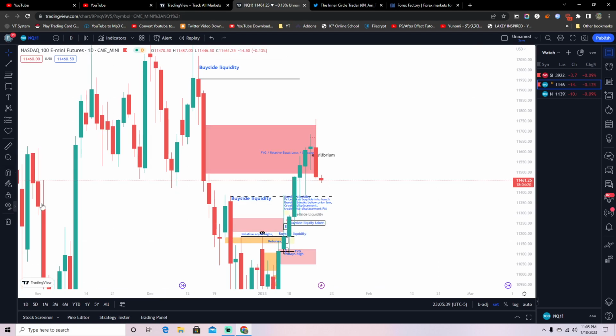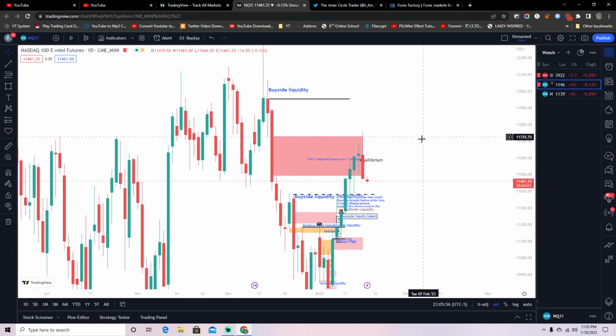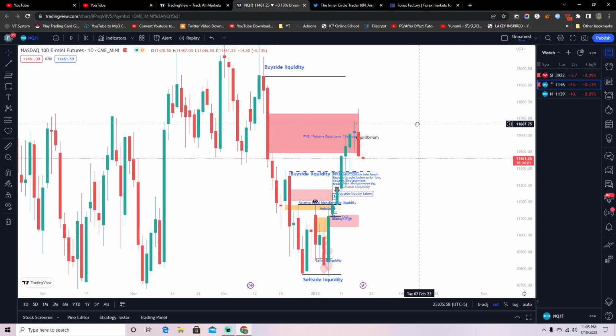Today, actually, let's first show this. We had this large imbalance here. Today it was filled and it did trade up to the high of this, which I'll show on a lower time frame. Regardless, one of the things I said in my previous videos was that I was expecting this imbalance to be filled, and then from there I would like to see price trade to these relative equal highs and take that liquidity there.